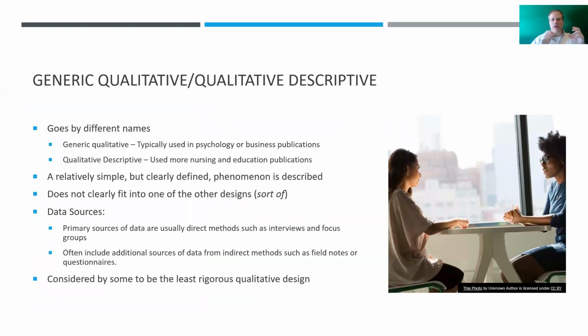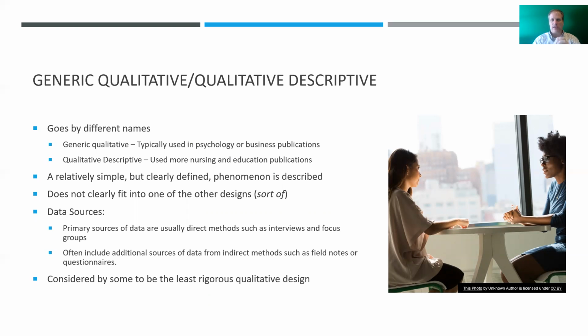So the last one we'll talk about here is generic qualitative or qualitative descriptive. And I'm going to use these terms intermittently because you do see them used interchangeably in a lot of research, but they're a little bit different. So generic qualitative is typically used in psychology and business literature to apply to things that don't neatly fit into other areas. Qualitative descriptive is typically used more in nursing research and education research, where we're going to simply describe a phenomenon that we don't know enough about to figure out what we need to do with yet. It's relatively simple, and we're just simply looking to describe.